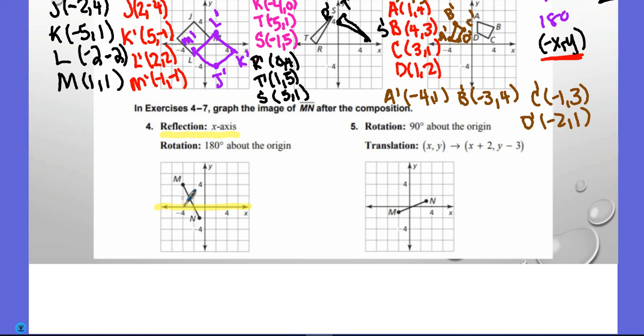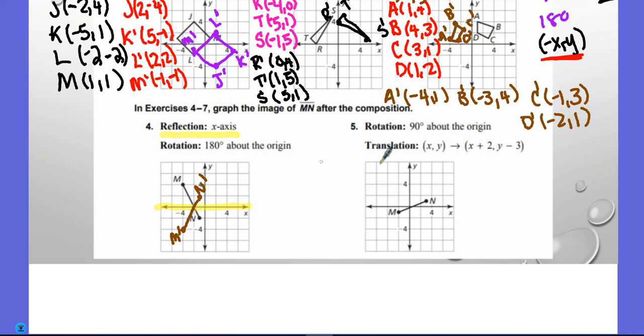So I go for M to get M prime. I'm going to go 1, 2. So I need 1, 2. That's M prime. And here I am just 1. So I'm going to go up here to 1. That is N prime. Alright, first part done.